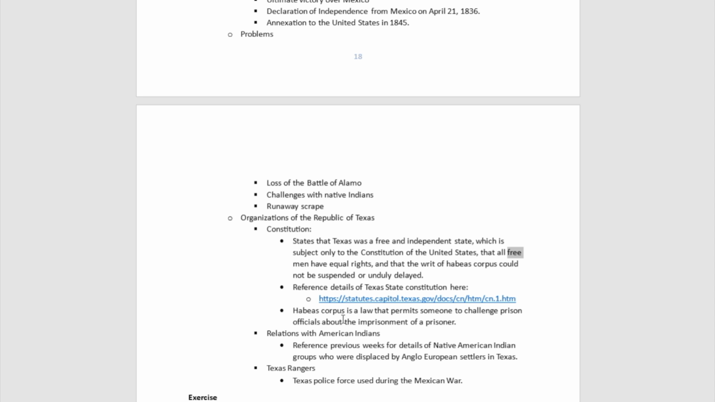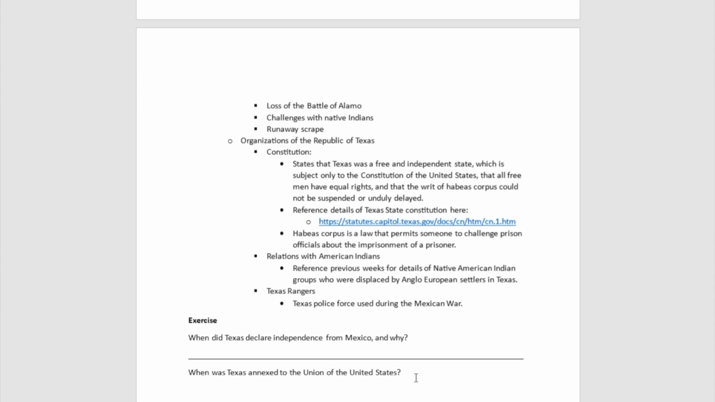And habeas corpus is a law that permits someone to challenge the prison official about the imprisonment of a prisoner. Relations with the African Americans was really, really tough and we talked about all of those before. Texas Rangers. Have you heard of Texas Rangers before? Well, that's like the Texas police force used during the Mexican War.